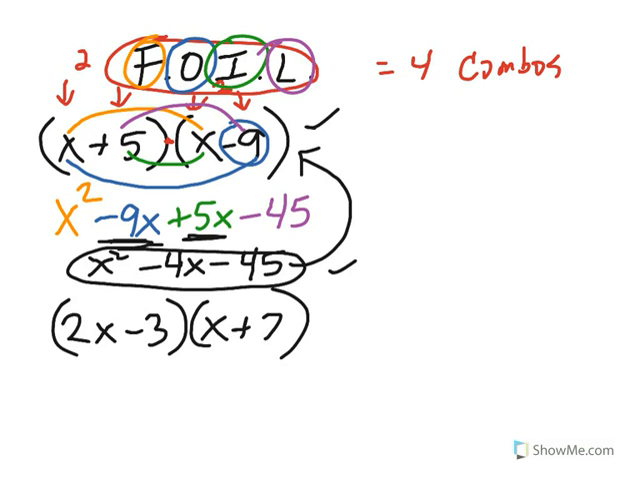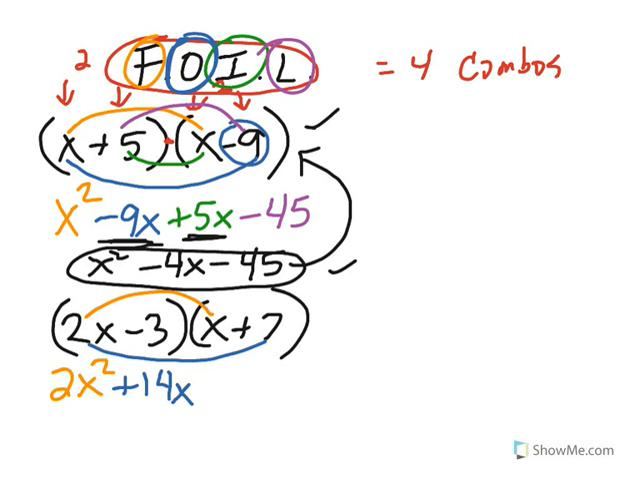Let's look at one that has some numbers in it that we didn't see before. Now you notice this one's got a 2 in the front. Don't let that affect your process. Start with F first. So I take my first 2 terms. 2x times x is 2x squared. Remember, I'm multiplying these things together. My next one is O. That's my outside. So 2x and 7 are on the outside edges, and that gives me 14x.